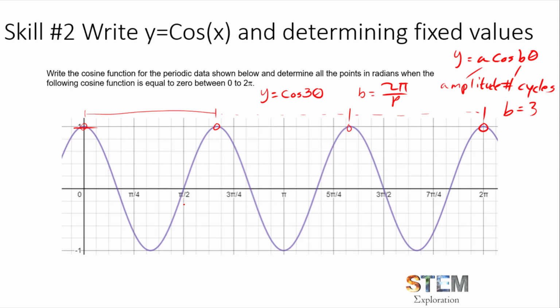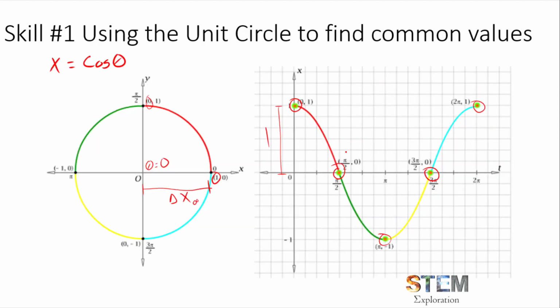And now if we look at the previous example, if you wanted to know where cosine of theta equaled 0, we see that this would occur at pi over 2 and 3 pi over 2. Those are the two values in radians where the cosine function is equal to 0, which we can clearly see on our unit circle here.